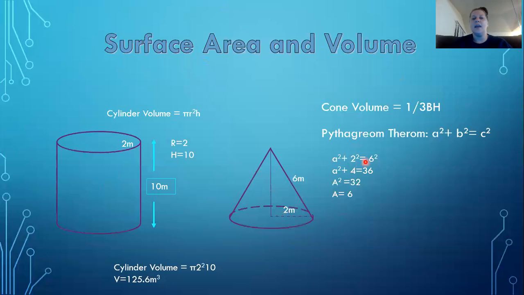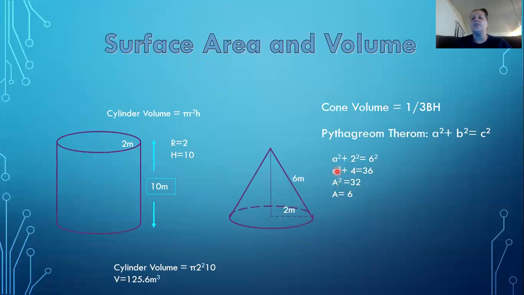So we got one side, which is 2 squared, and then the hypotenuse, which is 6 squared. And when we square those, it's 4 and 36. So a squared plus 4 equals 36. Now I subtracted the 4 from the 36 to get a squared by itself. And then we are going to do the square root because we have a squared on this side. And the only way to get rid of this is to do the square root on both sides.